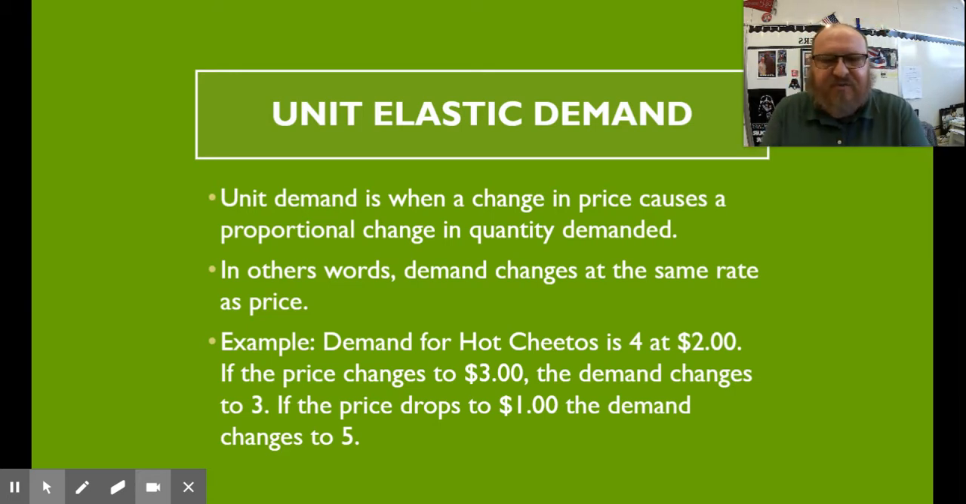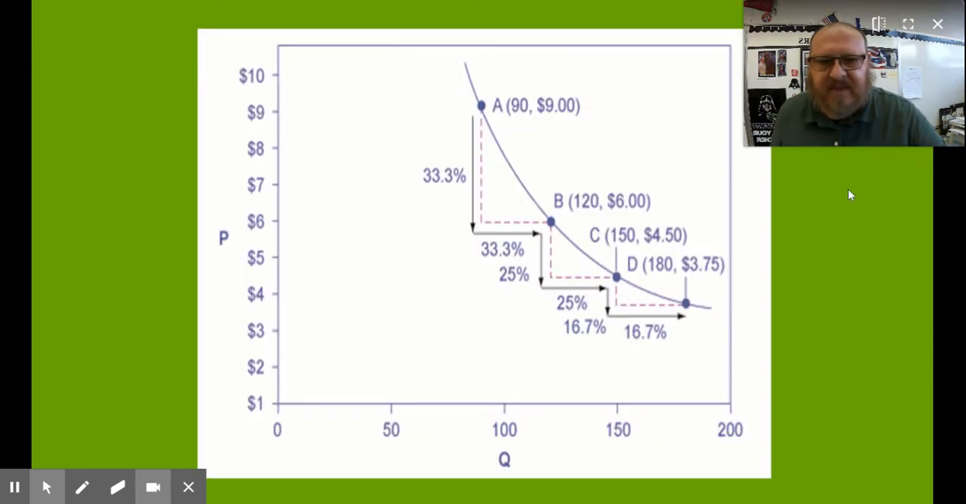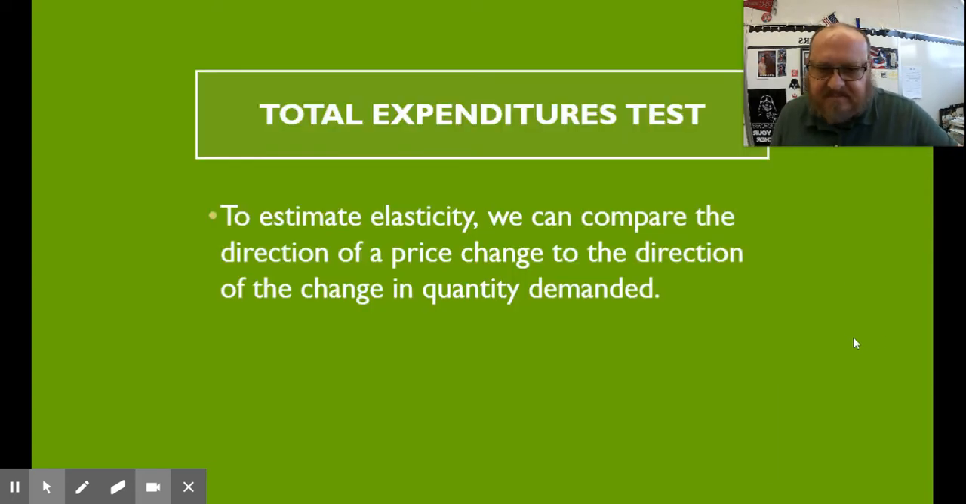Okay, so 4 to 3 is also 1 unit. 4 to 5 is 1 unit, okay? So notice that the dollar change, so it changes by $1, it changes by the unit the same way, okay? So that's unit elastic demand, okay? So this graph kind of demonstrates that a little bit here too. It's not the best one, but it was the best I could find.